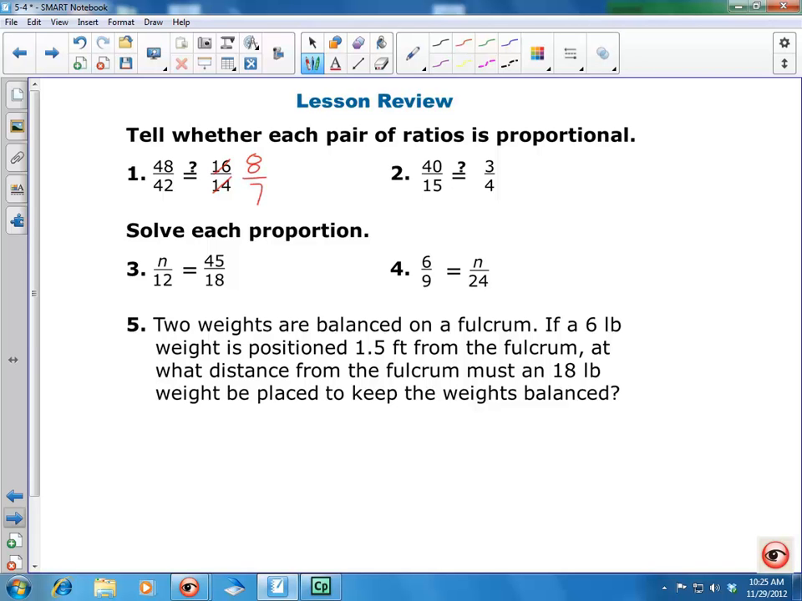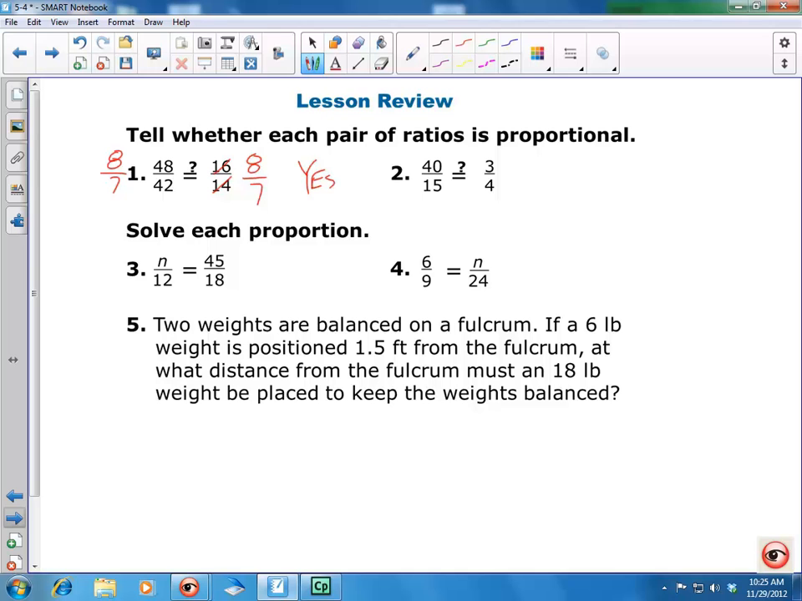Now, 48 over 42, I know that 6 goes into both of those. So 48 divided by 6 is 8, and 42 divided by 6 is 7. Well, does 8 sevenths equal 8 sevenths? Yeah. And that is actually going to be a little bit easier probably than doing 42 times 16 and 48 times 14, because those are big numbers. Okay? Yeah, number 1, that would be a yes. Those are proportional.